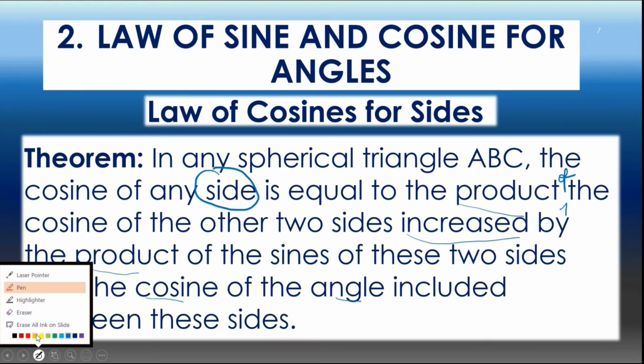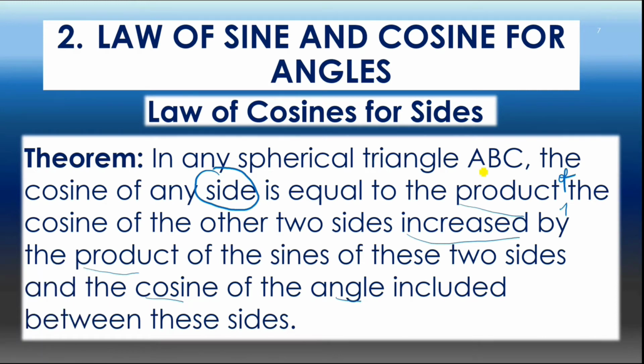So by the way, just remember that the law of cosines for sides is used if the given and the unknown are three sides and one angle. So we make use of the law of cosines for sides. So it means we have small a, small b, small c, and then one angle. It can be the big A, the big B, or big C. So with these four parts, three sides and one angle.